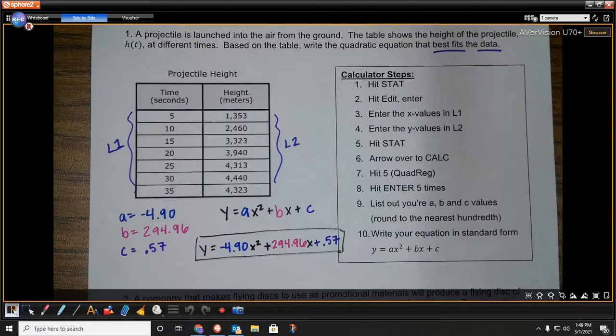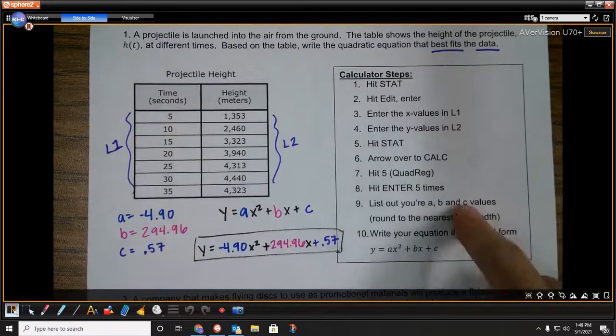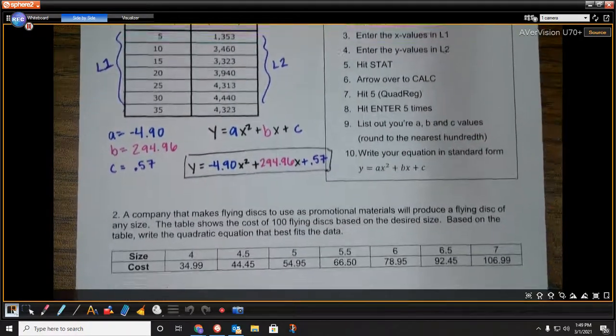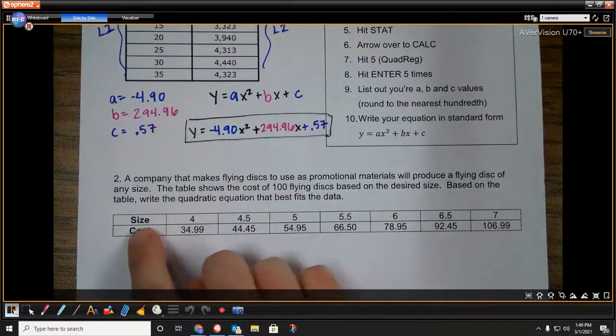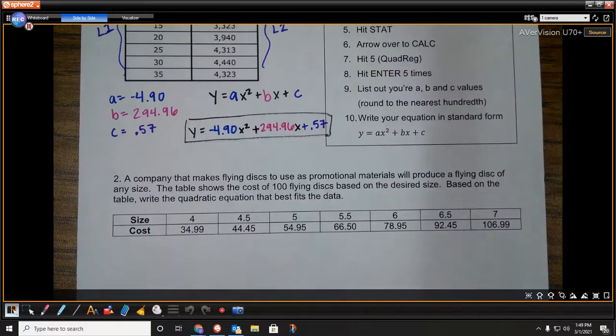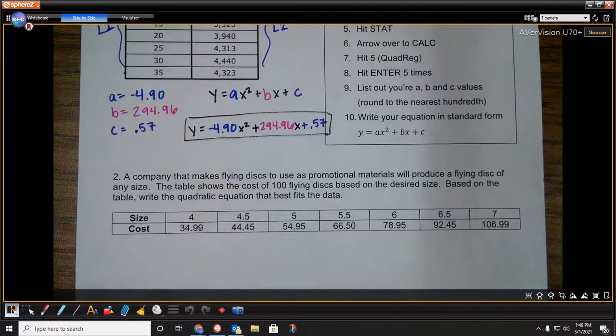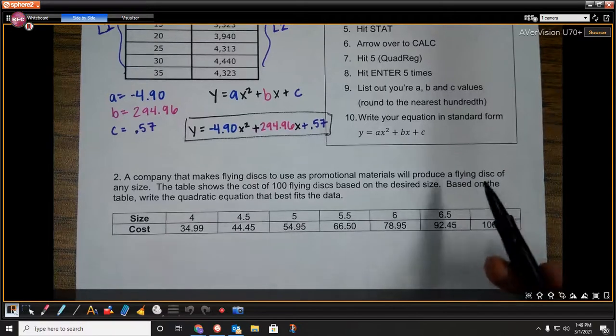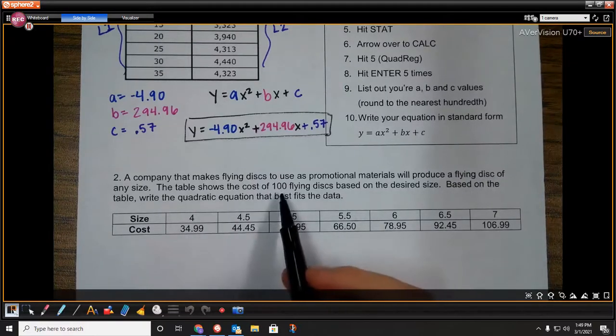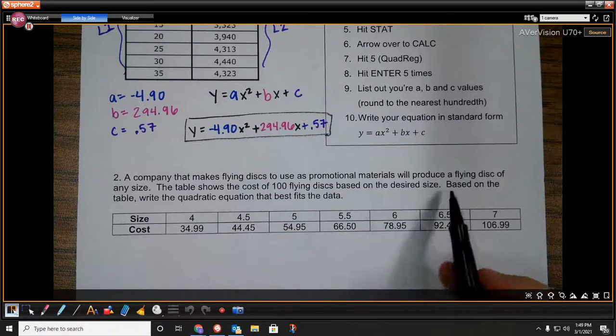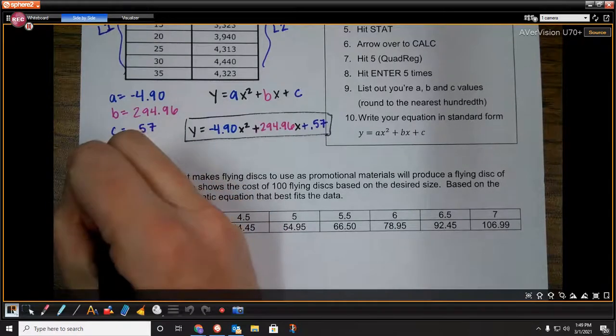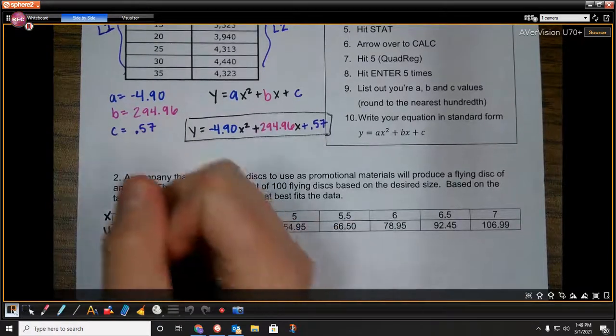And if we scroll down and look at number 2, you would do this one the exact same way, following this set of steps right here on your notes. The difference is we have our size and our cost. Here we're making flying discs to use as promotional materials. And the table shows the cost of 100 flying discs based on the desired size. So our size would be our x, and our cost would be our y.